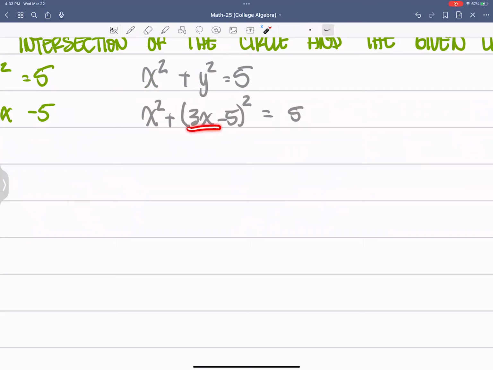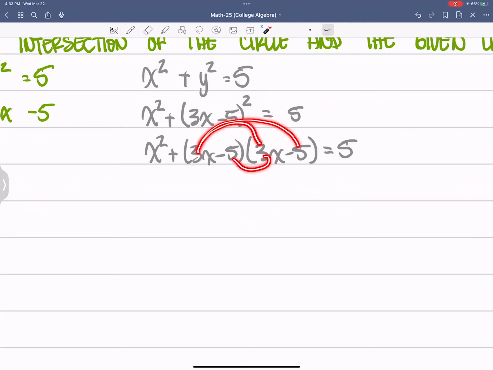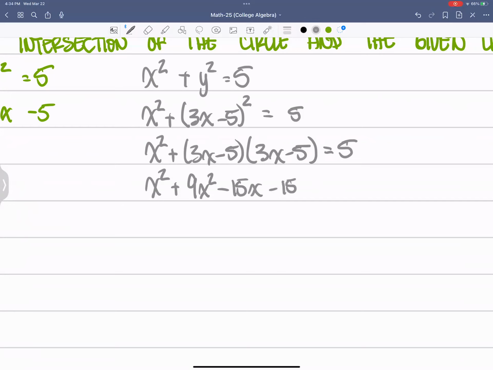We have a binomial that we're squaring. So what we actually have, I'll just write it out. x squared plus, we have 3x minus 5 times 3x minus 5. That's equal to 5. Here, we're going to distribute. So we have x squared plus 9x squared minus 15x minus 15x plus 25, and that's all equal to 5.